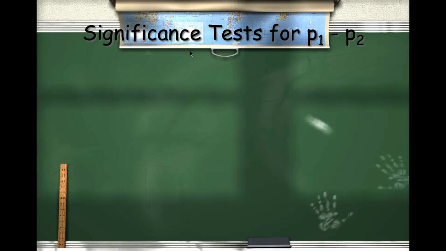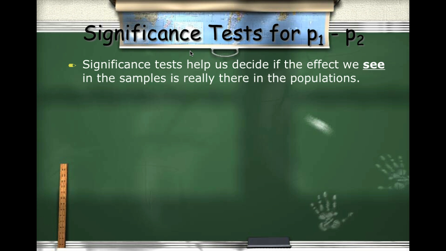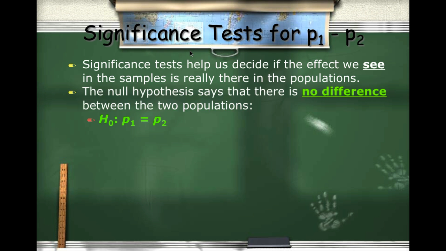Well, now that brings us to switch gears to significance tests for the differences. Please pay attention and make note of some of the key points that I'm going to make throughout the significance test and how they're different than the confidence intervals. Significance tests help us decide if the effect we see in the samples is really there in the populations. Remember, we can never be 100% positive, but we can be confident in our evidence.